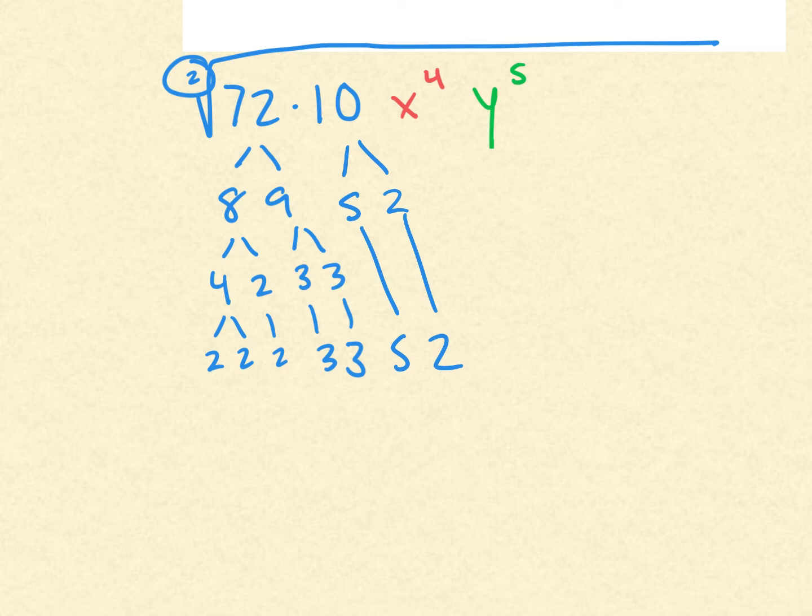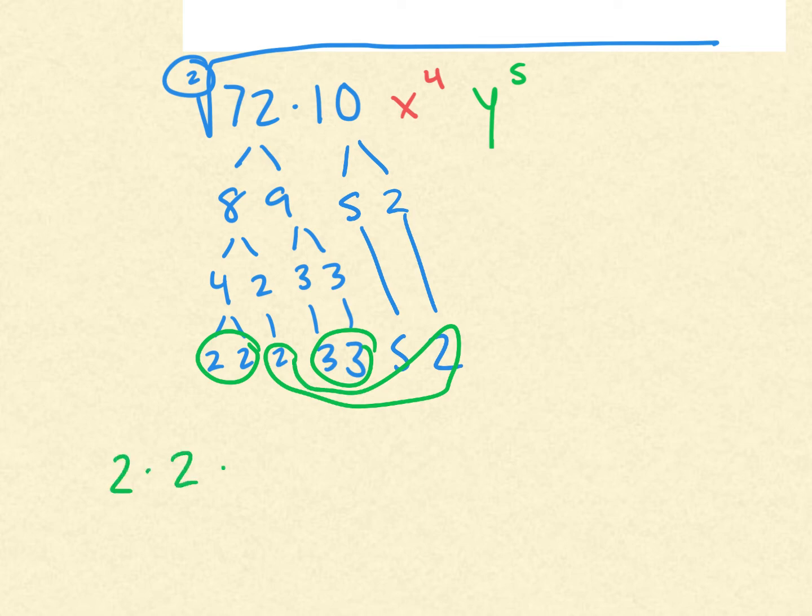So I circle my groups. I have 2 2s here, 2 3s, and what else do I circle? The other 2 2s here. So what comes to the outside? 2 times 2 times 3. And then what stays on the inside? 5. And then we do the same thing with our variables, which is the same from before.